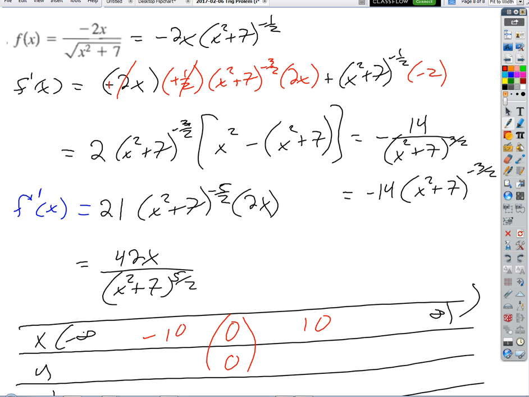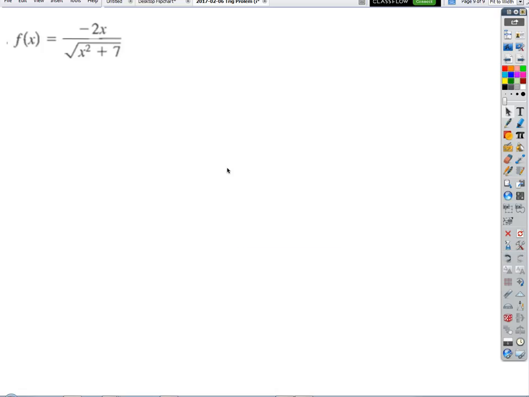So this is a pretty simple one, right? One other thing we could do though, that maybe isn't quite as simple, if we take our function, let's just go to the next page. We gotta know the end behavior, right? Okay, so let's take our limits. We haven't done this in a little while. The limit of our function, negative 2x over square root of x squared plus 7, as x approaches plus or minus infinity in that order.